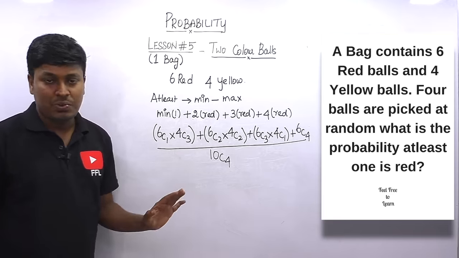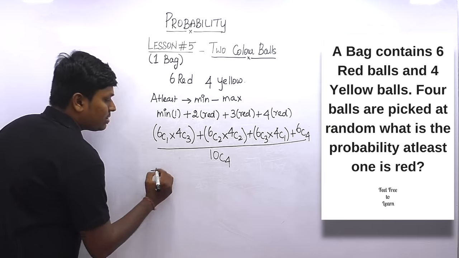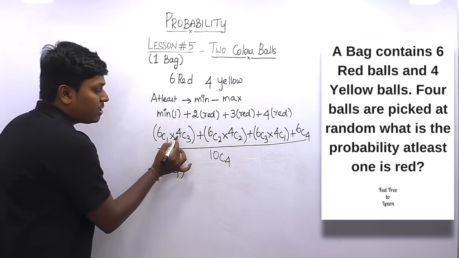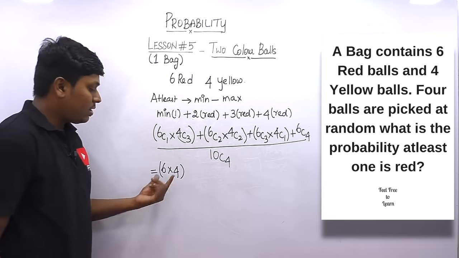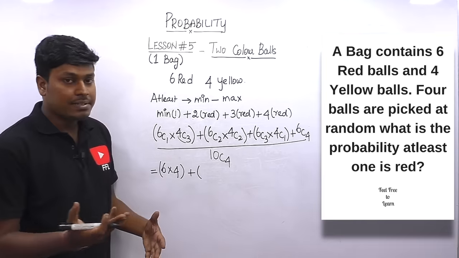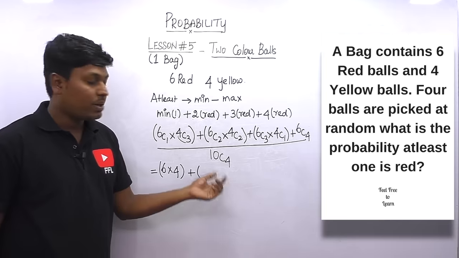So finally, we need to solve this. So 6C1 into 4C1 can be written as 6 into 4, because we already know that 4C3 can be written as 4C1. Now we can say that 6 into 4. Next term. So I can calculate the values in mind itself, right? If you want, you can solve it.